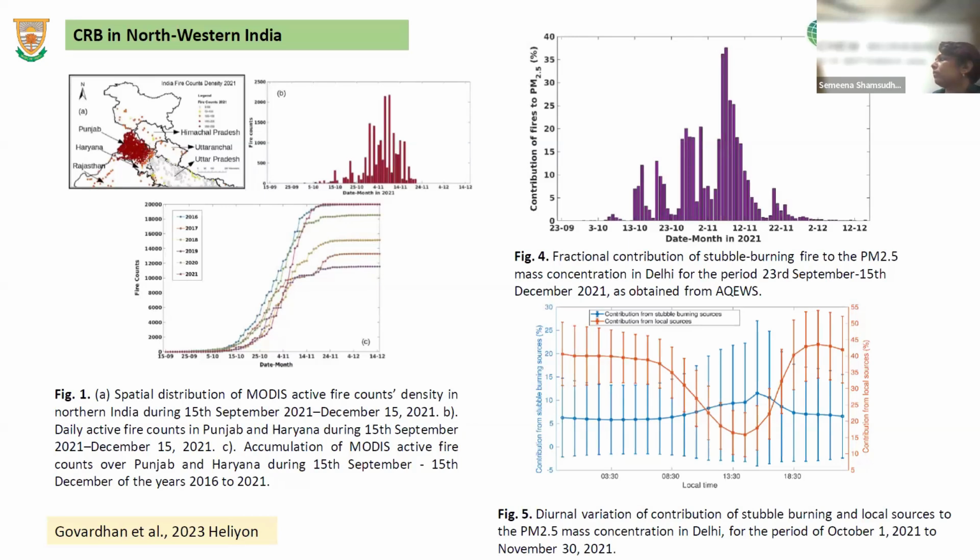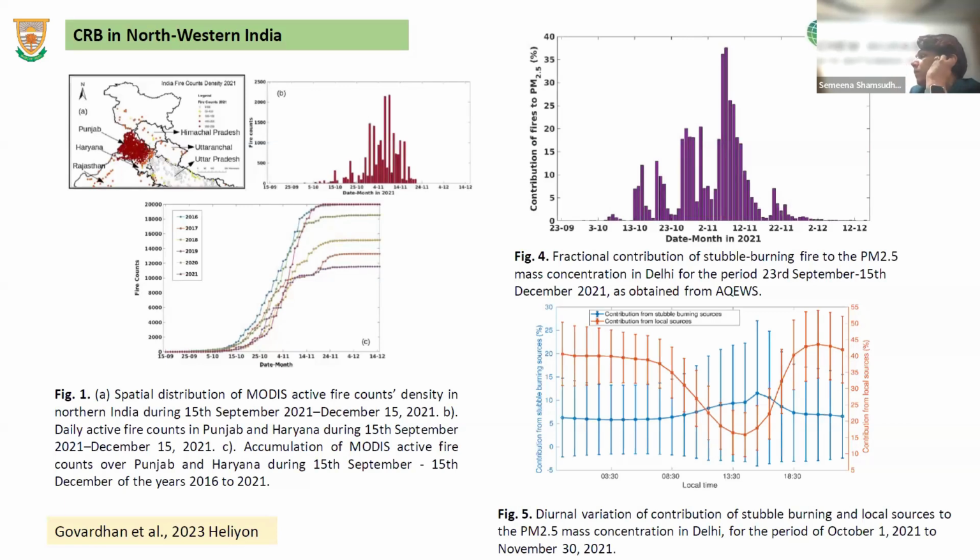Moreover, we can see the dynamic variation of the contribution of stubble burning and local sources to PM 2.5 mass concentrations in Delhi. There are two sources, the local sources, and the sources coming from air masses due to transboundary movement from other states like Punjab and Haryana. During the afternoon time, mostly from 3:30 p.m. to 4:30 p.m.